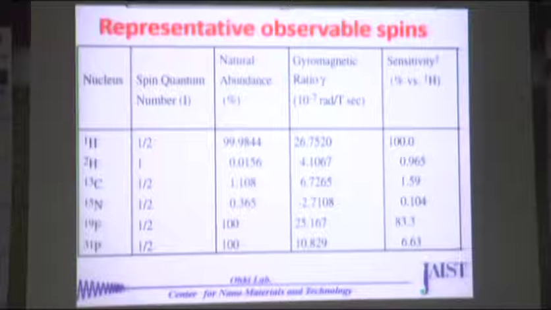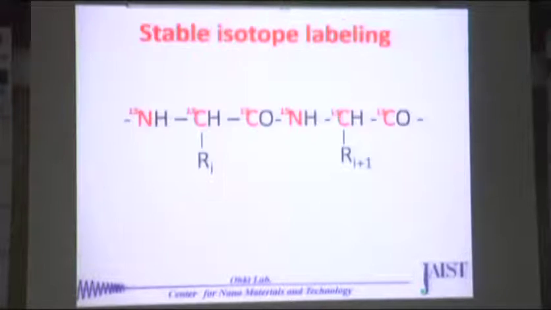For example, carbon. In nature, there are 3 kinds of isotopes for carbon: carbon 12, carbon 13, and carbon 14. But NMR can only detect carbon 13. Then the carbon 13 natural abundance is quite low, 1.1%. So it is difficult to record the NMR spectrum of carbon 13 for a protein. So how should we do? This is the solution: stable isotope labeling.